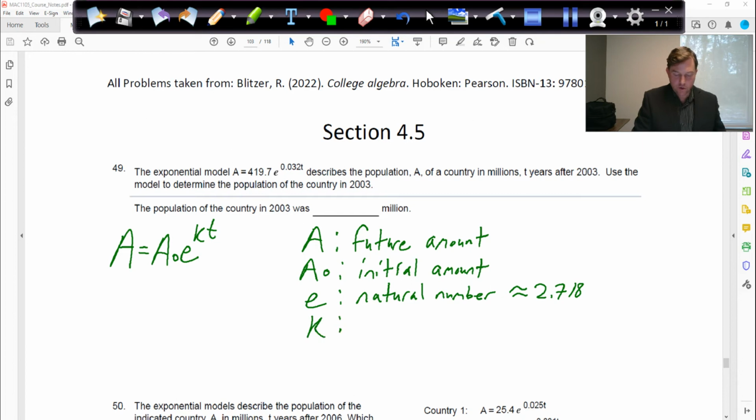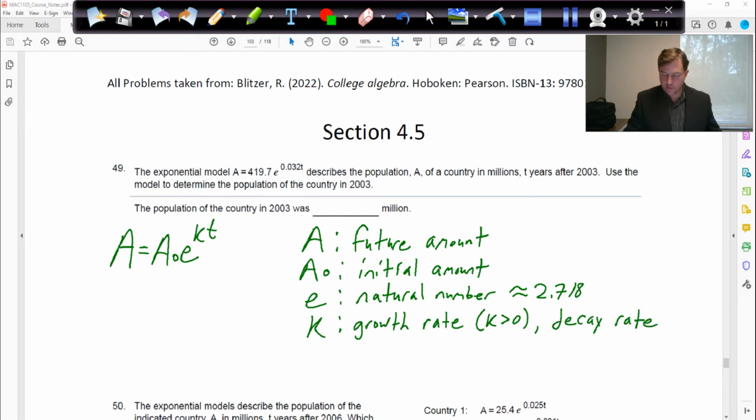K is the growth rate if K is bigger than 0, and it's the decay rate if K is less than 0. So our population might be growing or it might be shrinking over time, and decay will determine if it's growing or shrinking depending on if it's positive or negative.